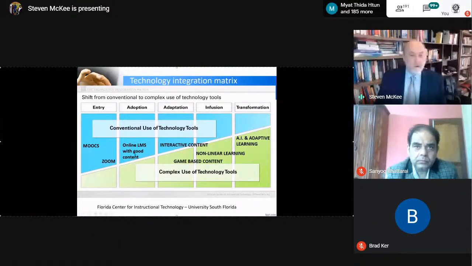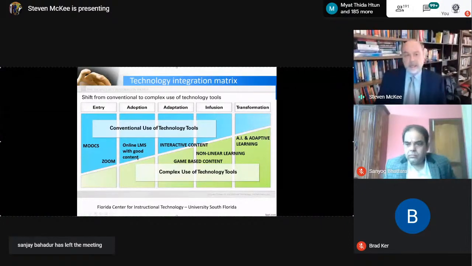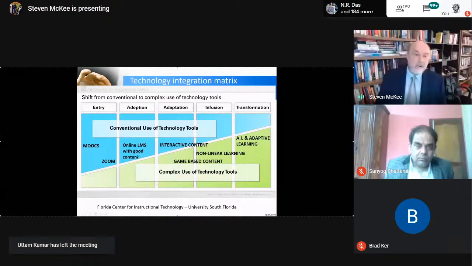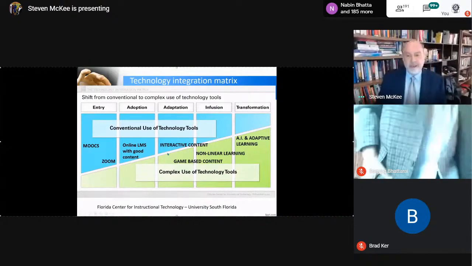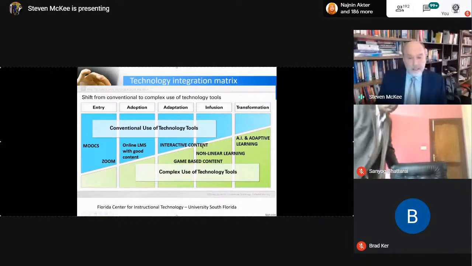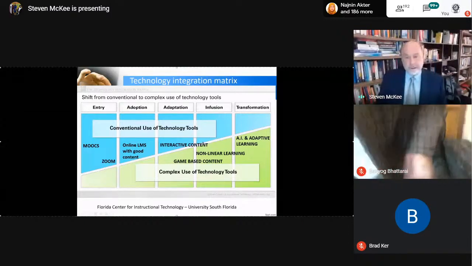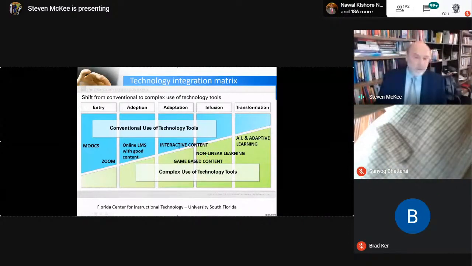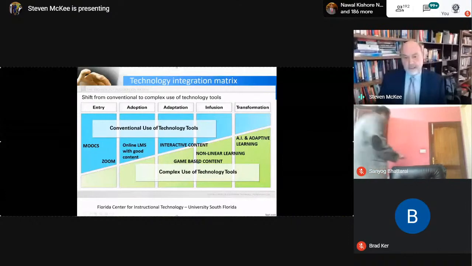Good online programs with good content and a learning management system are now at an adoption level. It depends on how good that content is. If that content is interactive, then we're now up into adaptation. If we're using game-based content like we're talking about today and nonlinear learning, we're now getting into infusion. This is where LabTech works. What we're showing you today is in this area.